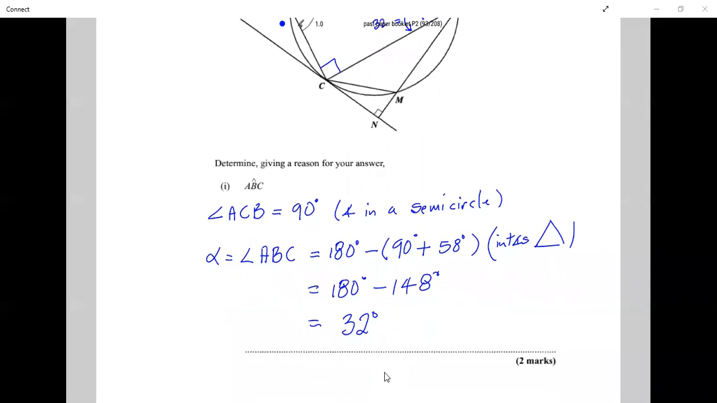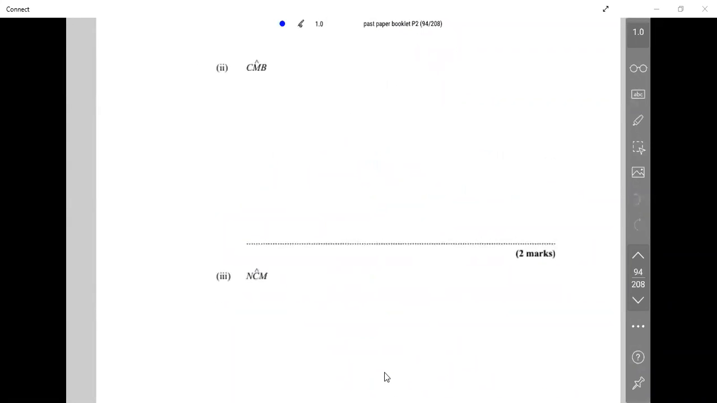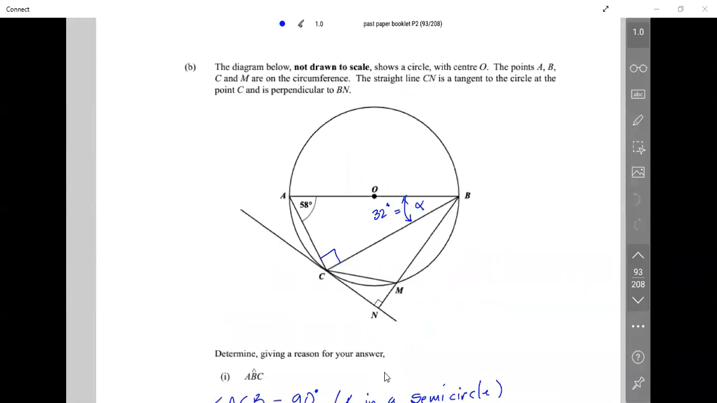All right, next, what are we asked to find? Next, we're asked to find angle CMB. Angle CMB, that's this angle here. That is also easy to find as long as you remember that the angles of a cyclic quadrilateral are supplementary. They add up to 180 degrees.